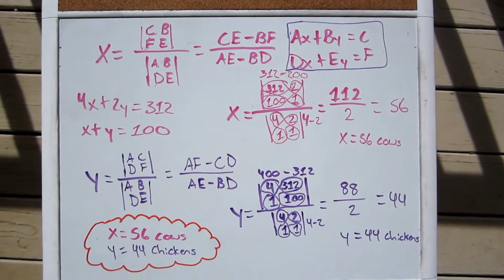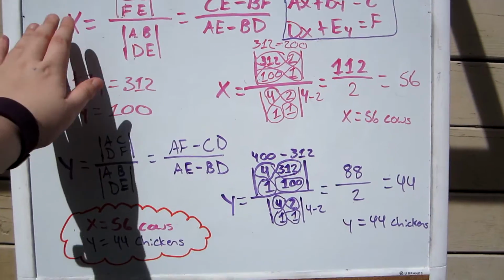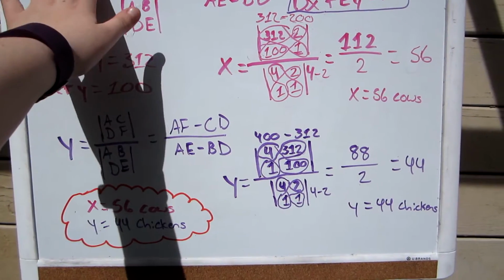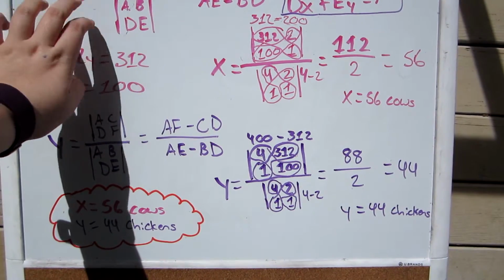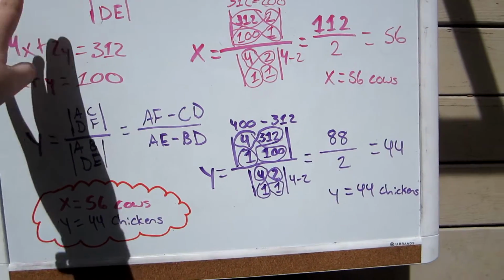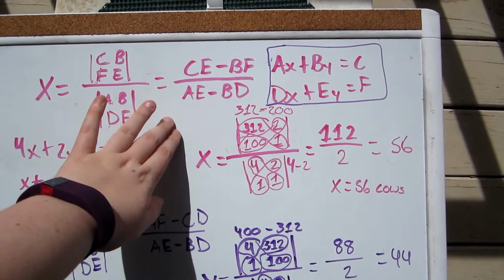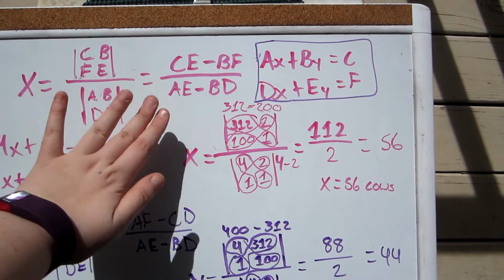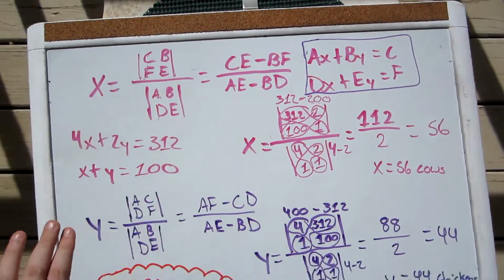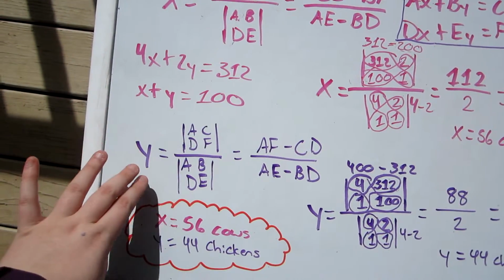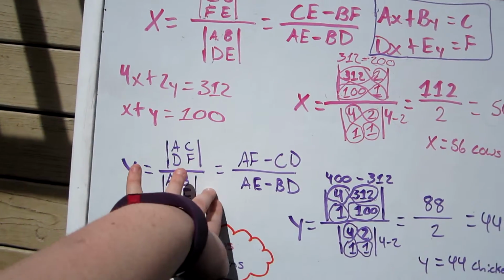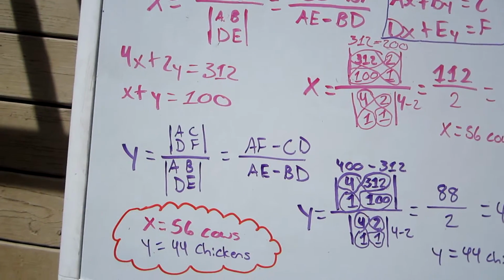I worked out the following. Cramer's rule says that x is equivalent to the determinant of C, B, F, E over the determinant of A, B, D, E. Or more simply, x is equivalent to CE minus BF over AE minus BD. And y is equivalent to AF minus CD over AE minus BD.